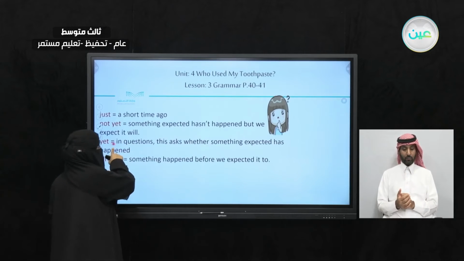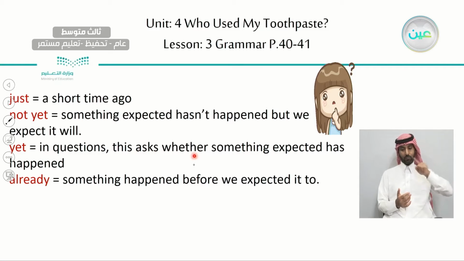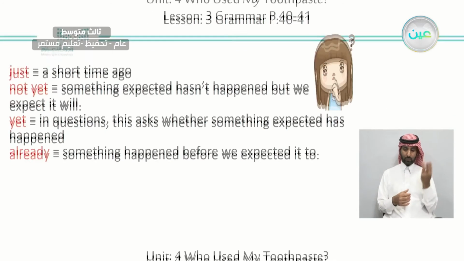And yet in questions asks whether something expected has happened. We ask, did it happen or not? Okay? We use it with questions. The last word, already, means something happened before we expected it to. Okay? We use it with the positive, already and just, and also we can use it with questions. But yet is only in questions and negatives. Okay? This is the difference between the three words.